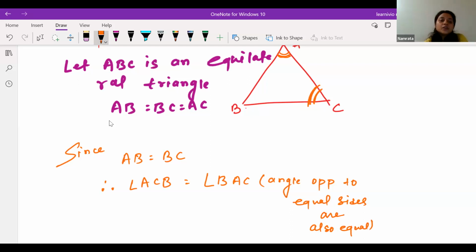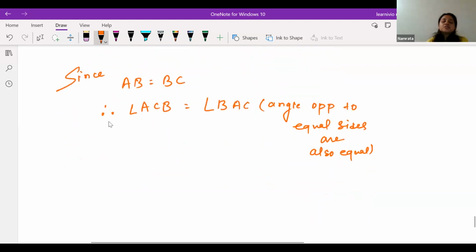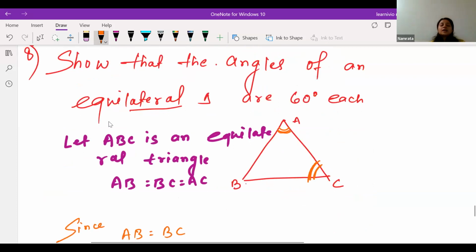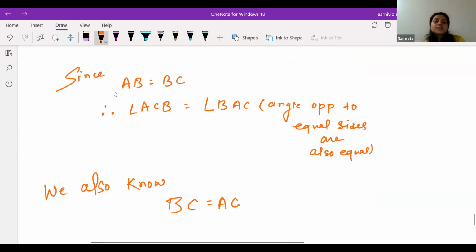Now we already know that BC is equal to AC. Again, what is the angle opposite to BC? Angle A. What is the angle opposite to AC?